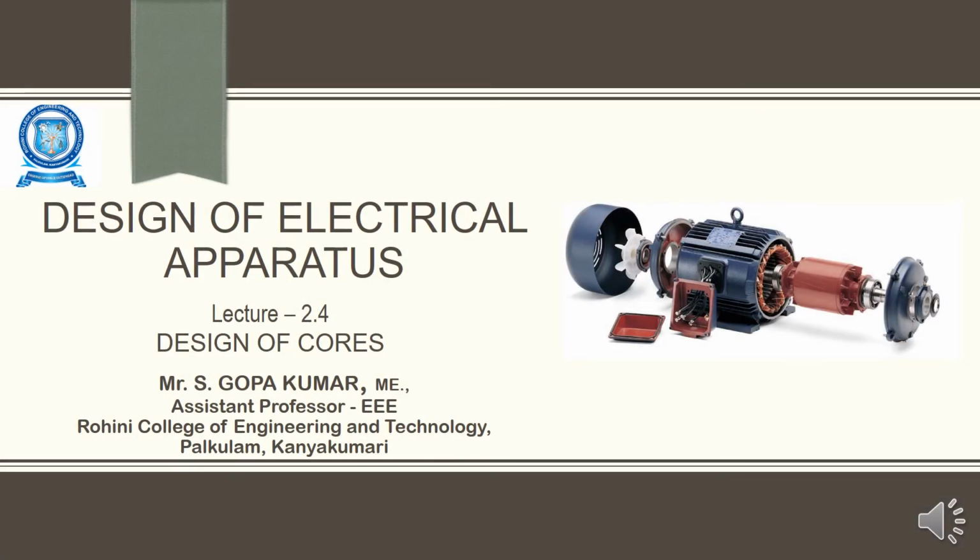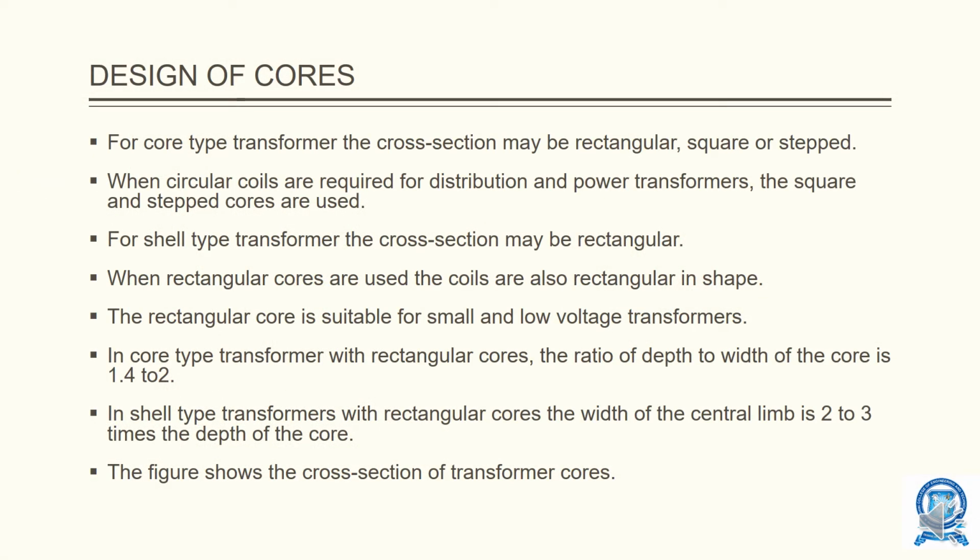Welcome, you all. In this session we are going to discuss in detail the designing of the core in a transformer. For a transformer, the core cross section may be rectangular, square or stepped. When circular coils are required, the square and stepped cores are used. Usually in a distribution transformer circular coils are used, whereas in a power transformer the square and stepped type cores are used.